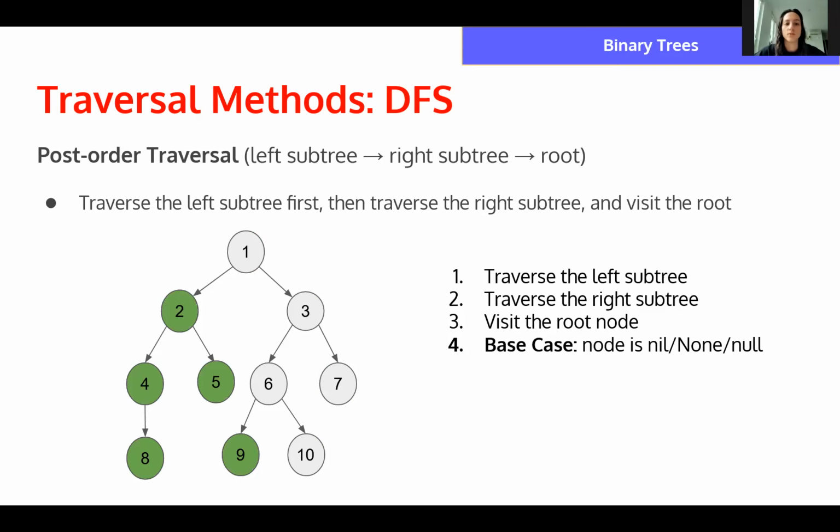And then we do the same thing on the right subtree, so 9, then 10 and 6, and then 7, 3, 1. Yes, I definitely needed a cheat sheet because sometimes I get these mixed up. So that is our output.